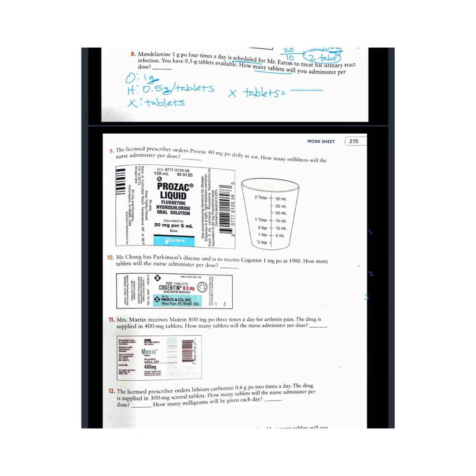I want to set my numerator up to match, and then I need to insert my given quantities. I'm told that 1 tablet equals 0.5 grams. I want my denominator and numerator to match so that I can cross cancel. I have 1 gram here. I'm not given anything else, so I'll put it over 1 dose. 1 times 1 is 1. 0.5 times 1 is 0.5. Divide that out, and I'm left with 2 tablets or tabs.